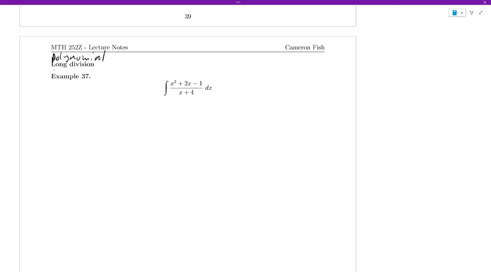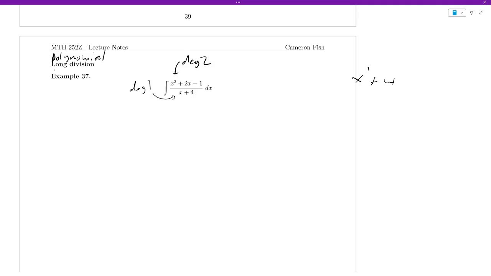Notice here that the polynomial on the top is degree 2. Degree just means what's the highest power. The highest power is 2, x squared. And the bottom is degree 1; this is secretly x to the 1 plus 4. Whenever the polynomial on the top is a higher degree than the polynomial on the bottom, that means you can try long division. It's going to maybe be possible. And we'll see that doing that long division makes it easier to integrate.